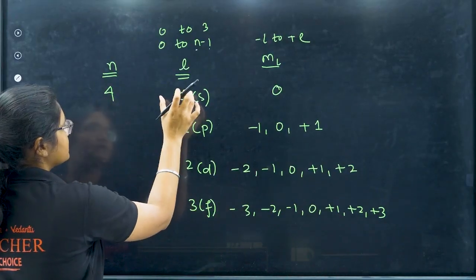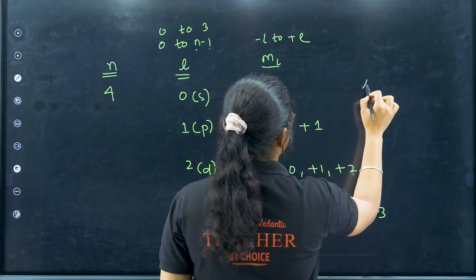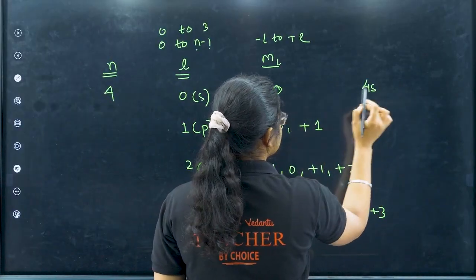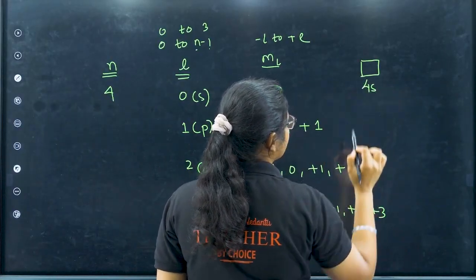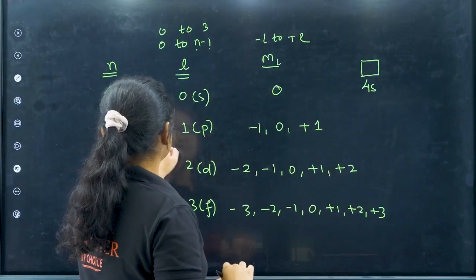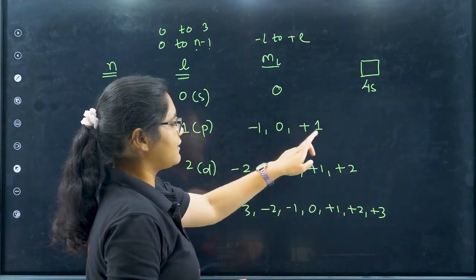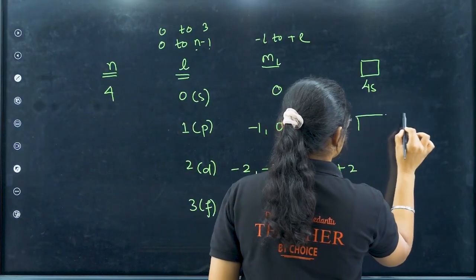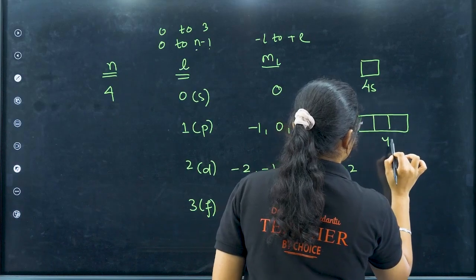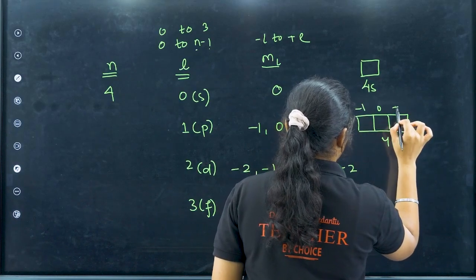So this is your 4S. Okay. So ml value is 1. So in 4S we have only one box. Okay. Next this is 4P, and in 4P I will have 3 boxes. So this will be 4P. I will have minus 1, 0 and plus 1.